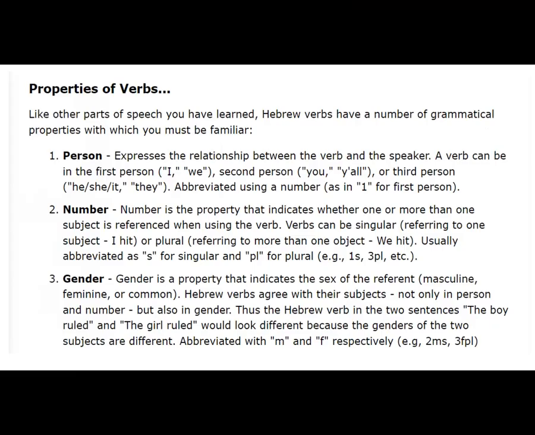So looking at verbs, you need to look at 7 things. First of all, they have a person involved in them. So it's either the first person, like I or we, the second person, you and y'all, the third person is he, she, it, or they. The number, how many people, it's either singular or plural. We have gender, masculine or feminine.